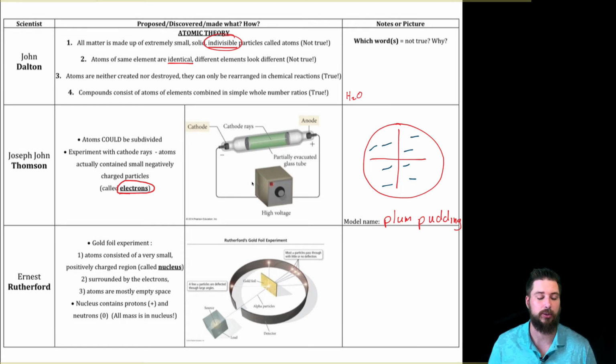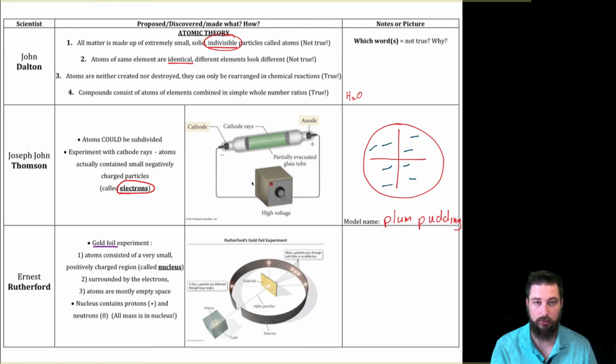Thompson came up with. The next person on our list here is Ernest Rutherford. Ernest Rutherford actually discovered that there is a nucleus within the atom. And so he performed the gold foil experiment.